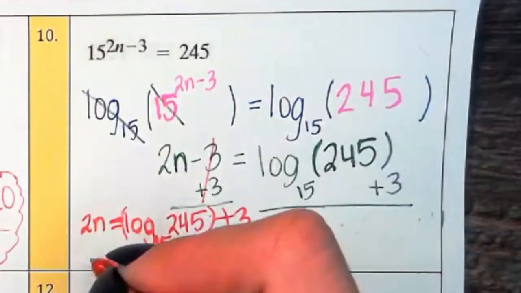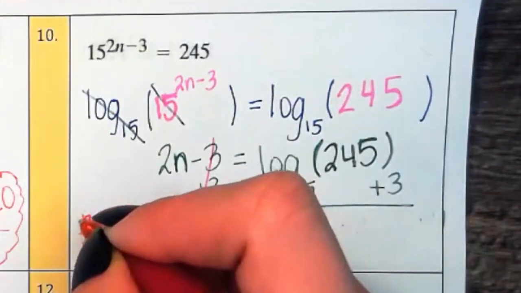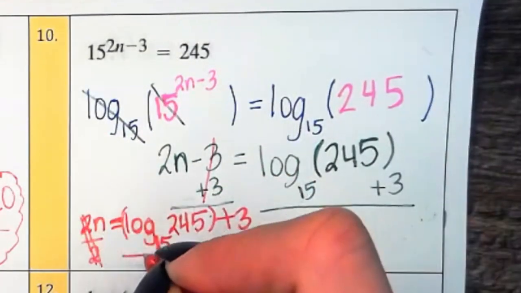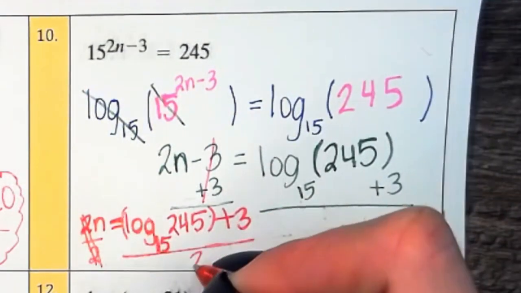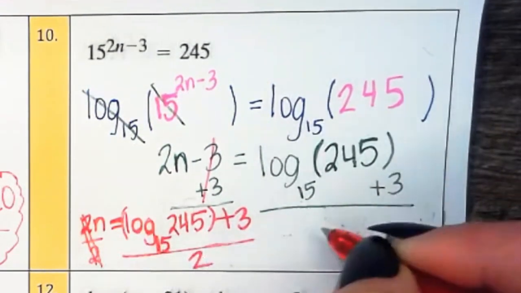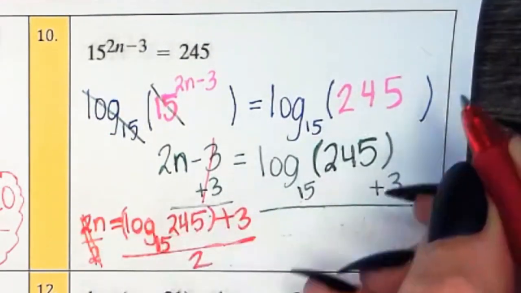So if we divide both sides by 2, this 2 and this 2 will reduce down to 1. So that's totally gone. And over here, it's just over 2, and it is what it is. So you just want to make sure that the over 2 is with the plus 3 and the log.